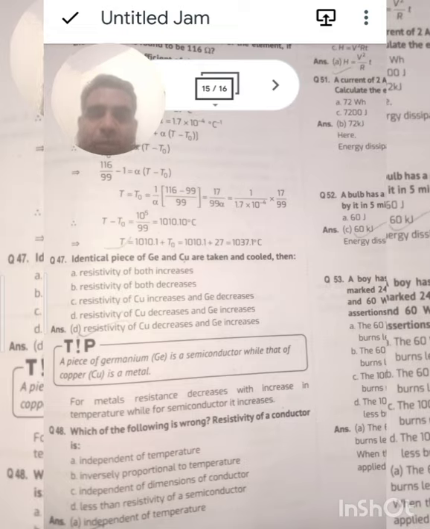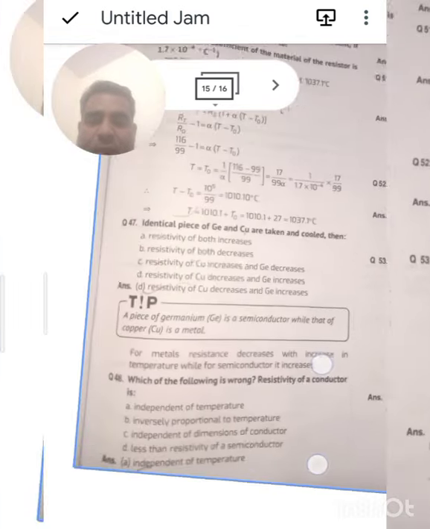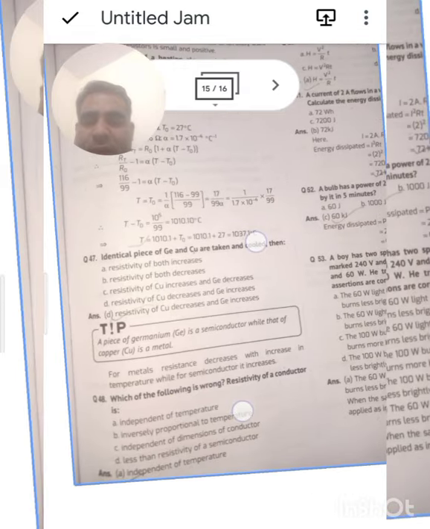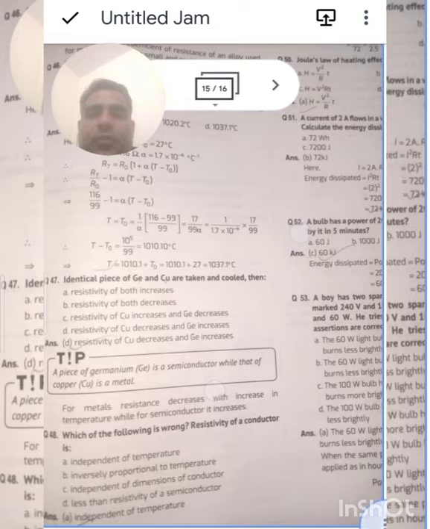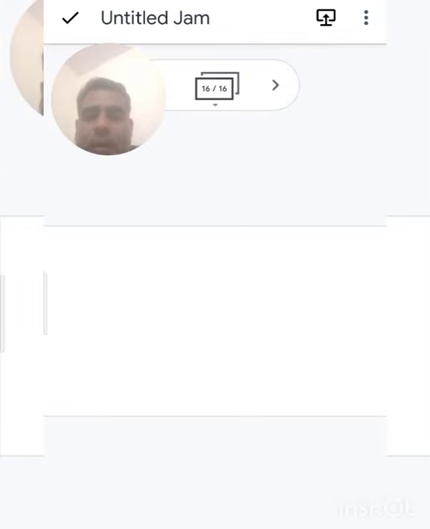Identical pieces of germanium, the semiconductor, and copper are taken and cooled. Then the resistivity of copper decreases and that of germanium increases. Which of the following is wrong? Resistivity of a conductor, so the answer is, it is independent of the temperature. So the last one we have done.